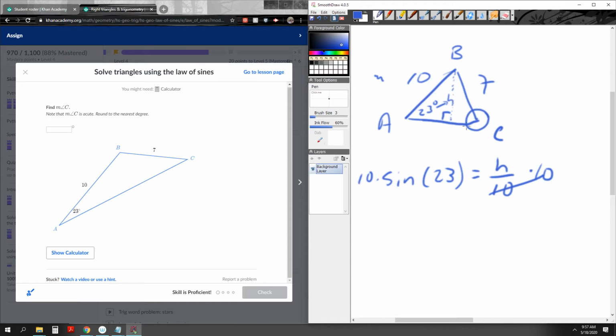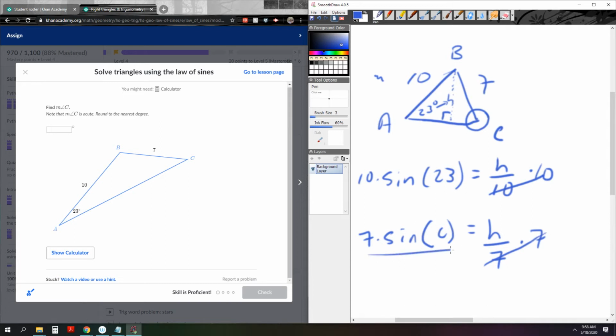Well, now look at this other one. The sine of angle C is going to equal the opposite. Well, we know what the opposite is now. It's this right here, 10 times the sine of 23. Let's just call it H, though, because we're lazy. And that's going to be over 7, because 7 is my hypotenuse. And multiply both sides by 7. And here's where it gets interesting. This equals H, and this equals H.